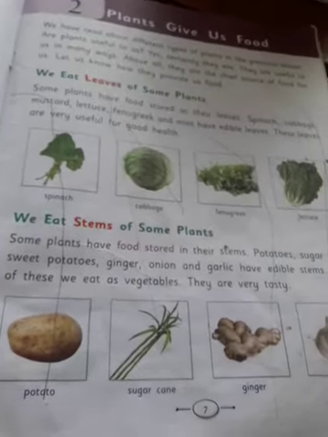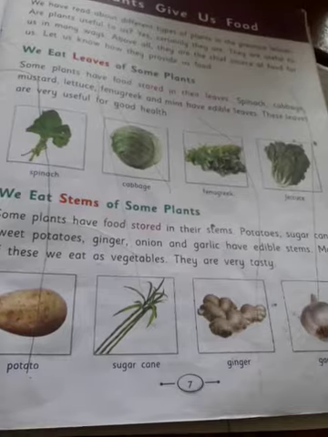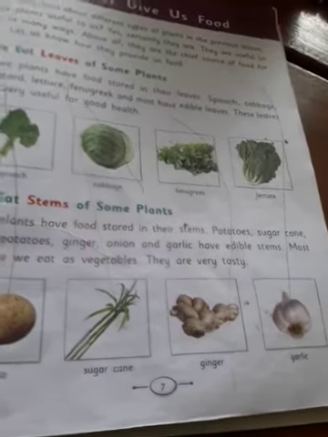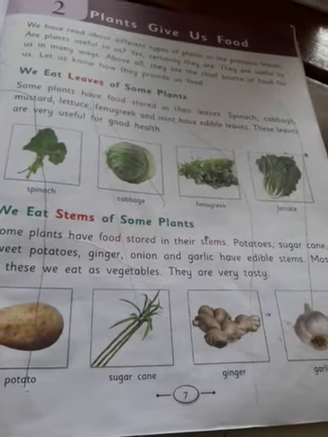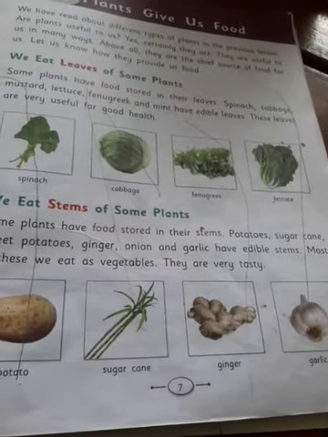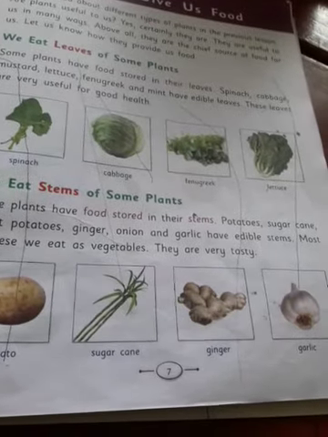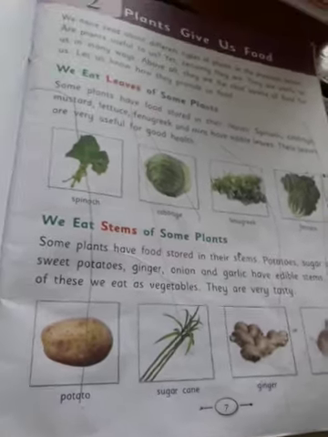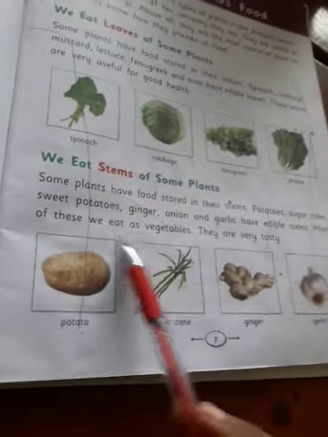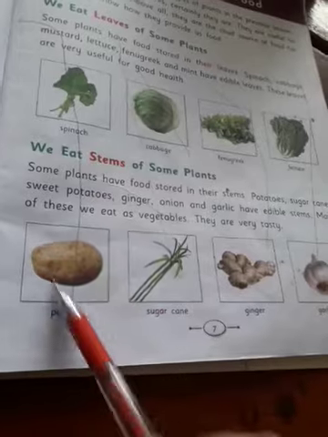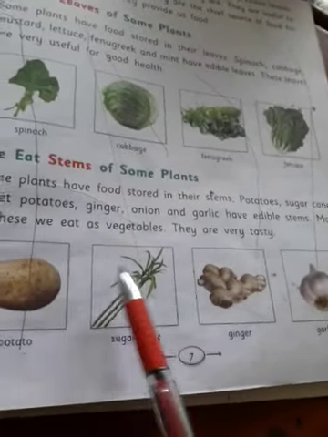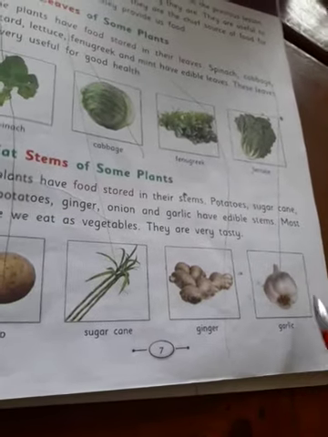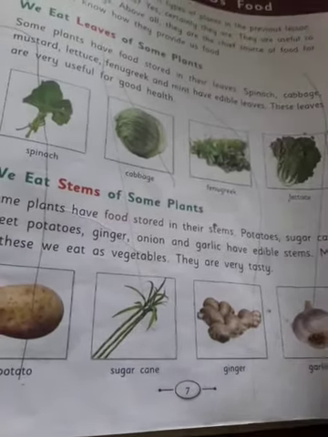We eat stems of some plants. You know that some plants have food stored in their stems. Potatoes, sugarcane, sweet potatoes, ginger, onion and garlic have edible stems. Most of these we eat as vegetables and they are very tasty. So in this diagram you can see that we eat stems. This is the stem part, and we eat stems of some plants, that is the potato, sugarcane, ginger and garlic.